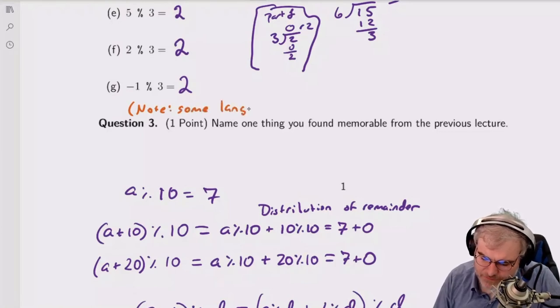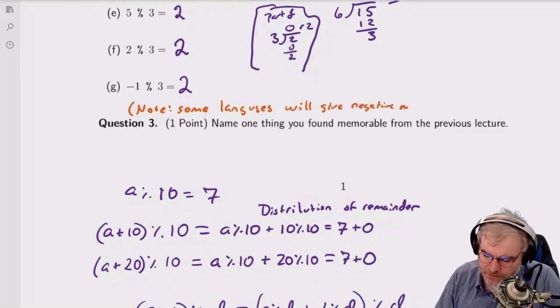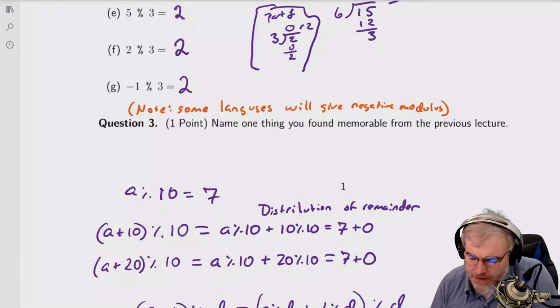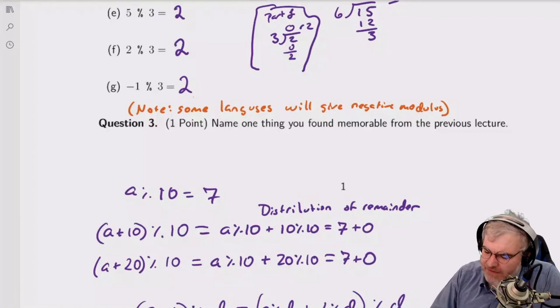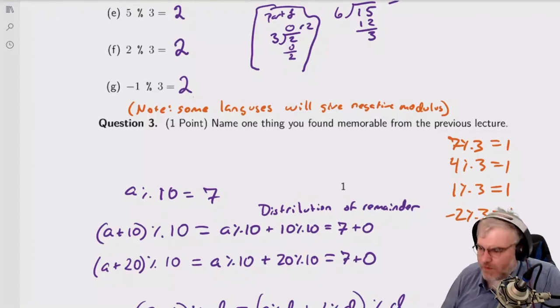Some languages, as a matter of fact most programming languages, will give negative modulos. Okay. If you put the negative in, you get the negative 1. But notice here, if I add 3, right, what does the algorithm do? It keeps adding numbers. So if I have 7 mod 3, and then I subtract 3, I'll get something that also equals 1, right? Now I subtract 3 again, and I still get something that's 1. So I subtract 3 again, and I still get something that's 1.